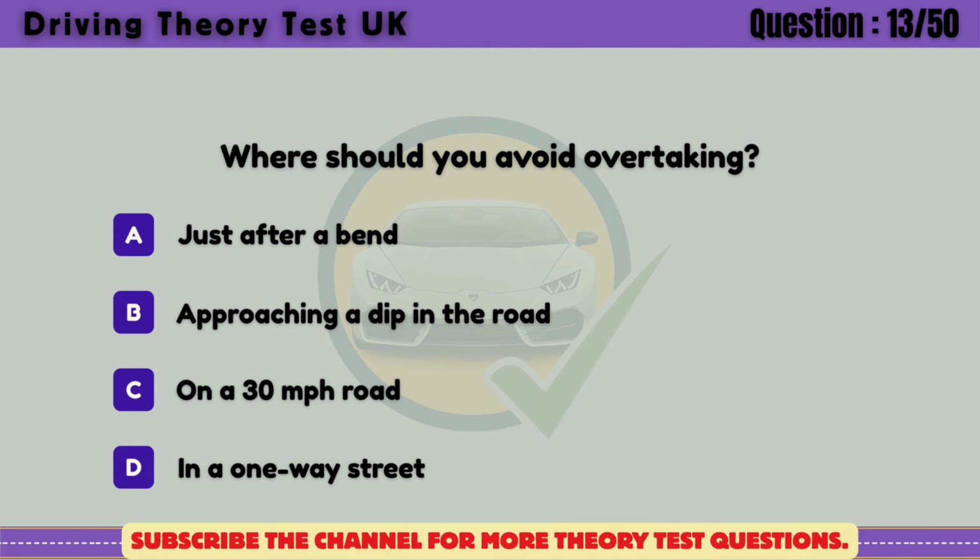Question 13. Where should you avoid overtaking? Option A. Just after a bend. B. Approaching a dip in the road. C. On a 30 miles per hour road. D. In a one-way street.